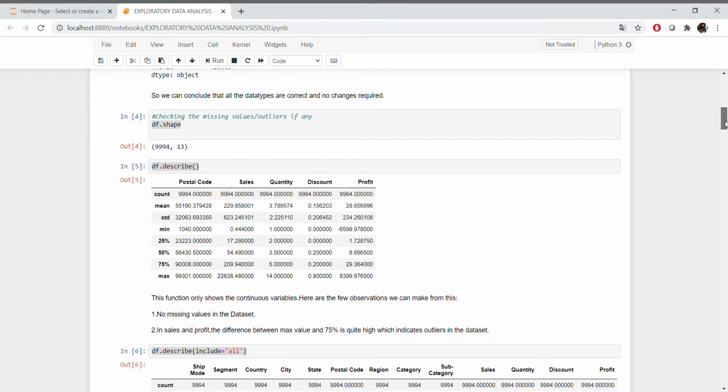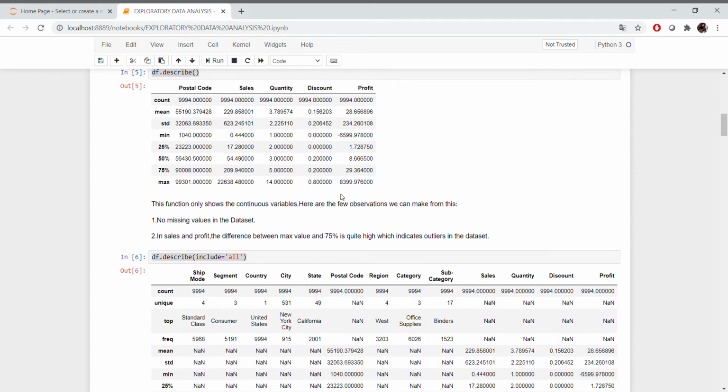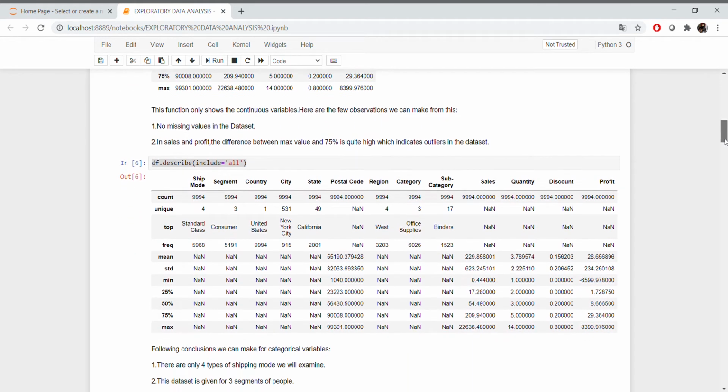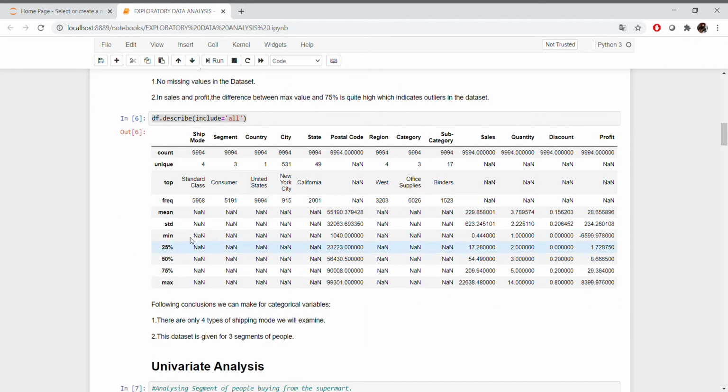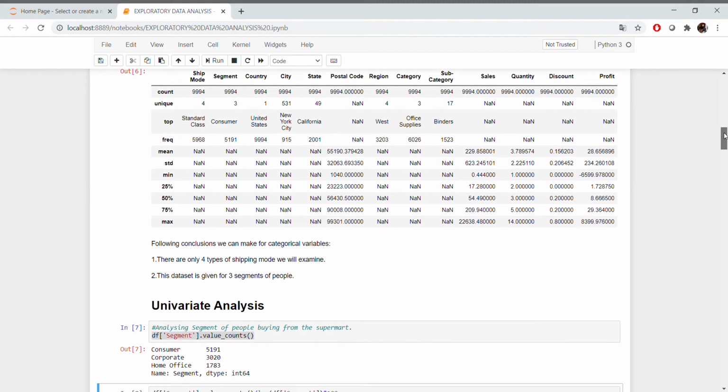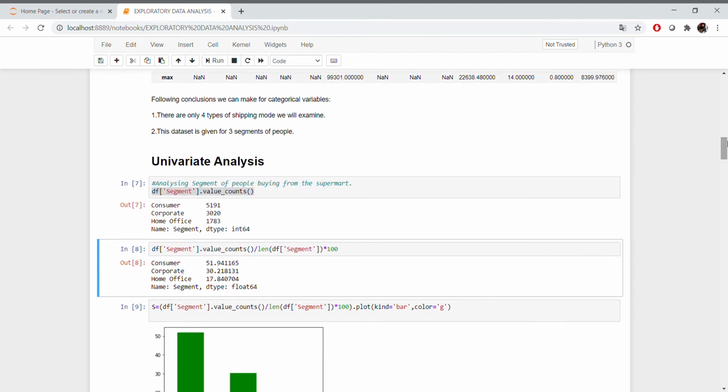Then as this is only for continuous variables, we will check for categorical also. So we will include all, and the following conclusions can be made for categorical values. We can see that there are 4 types of shipping mode, and there are only 3 segments of people. So this is all. Then we'll perform univariate analysis on the dataset.